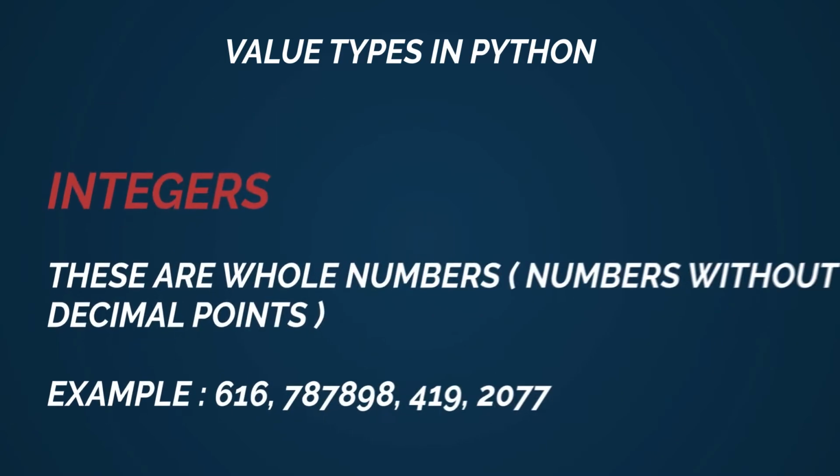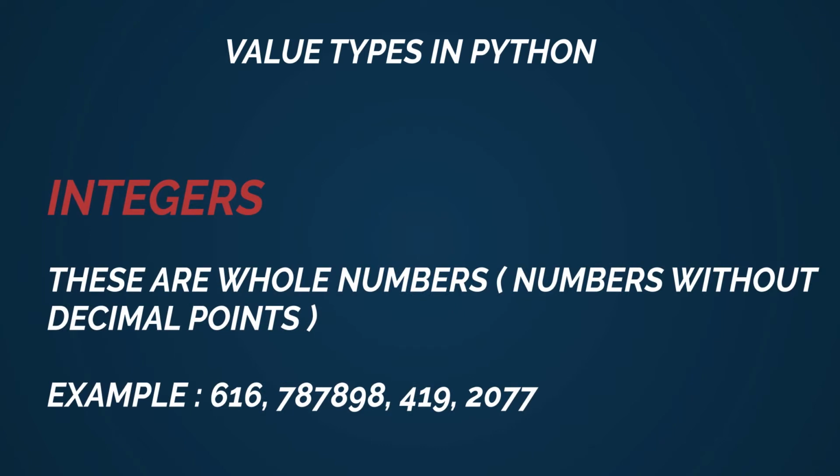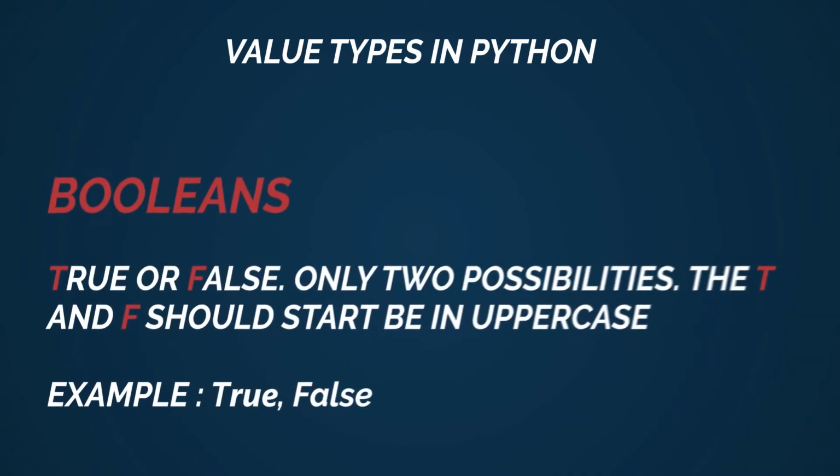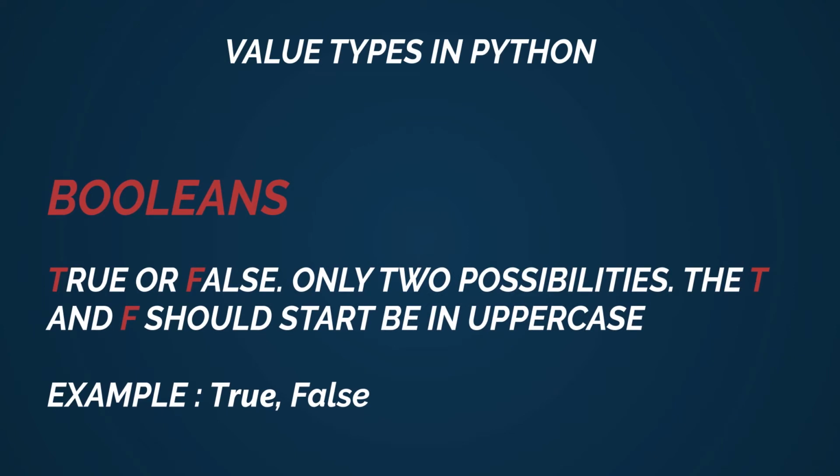Now we also have what we call integers, and integers are simply whole numbers, whole numbers without decimal places. Also we have booleans, and booleans are simply True and False. There are only two boolean data values. We have either True or False. And notice that the T and the F start with a capital letter.